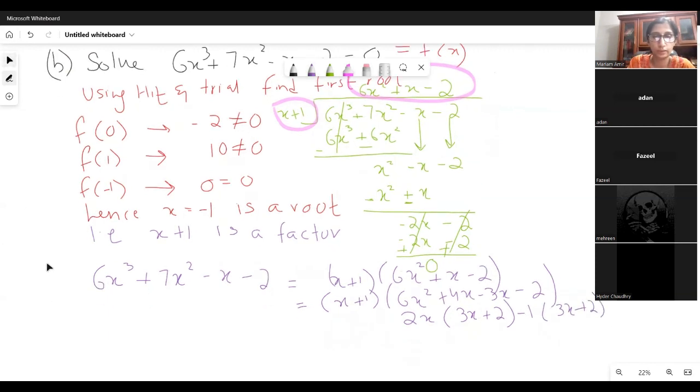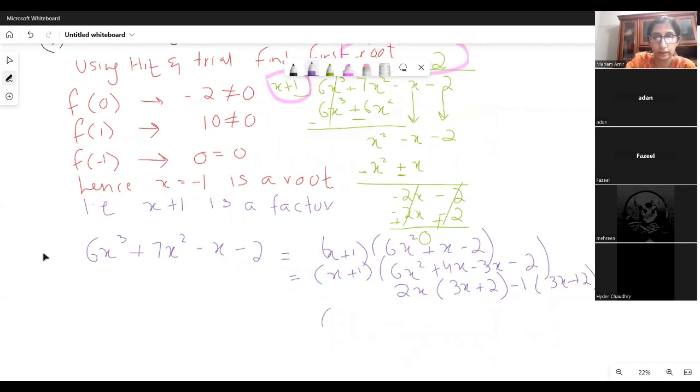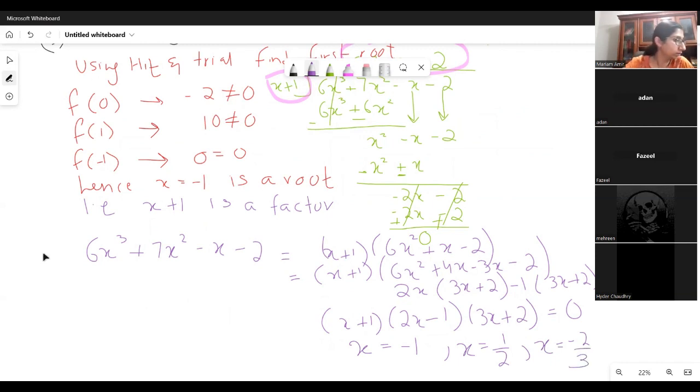So in the end, we get x plus 1 as the first factor, 2x minus 1 as the second factor, and 3x plus 2 as the third factor equals 0. So the three solutions are x equals minus 1, x equals half, and x equals minus 2 over 3. Minus 1, half, and minus 2 over 3. Yes, all answers are correct.